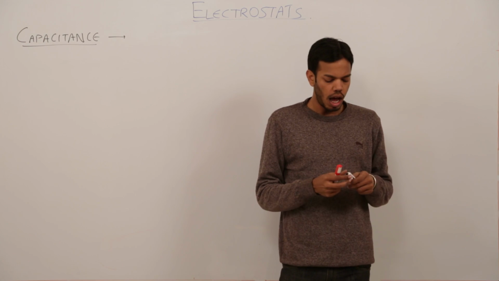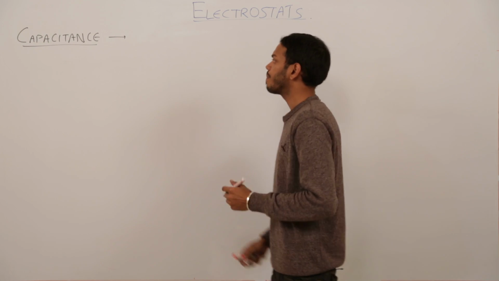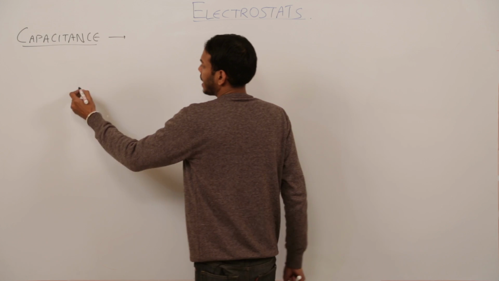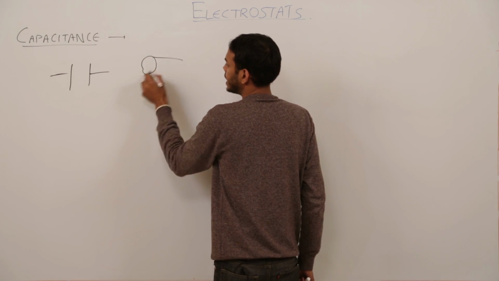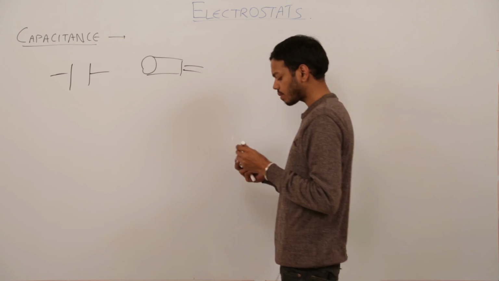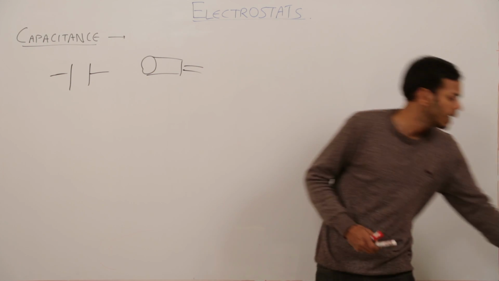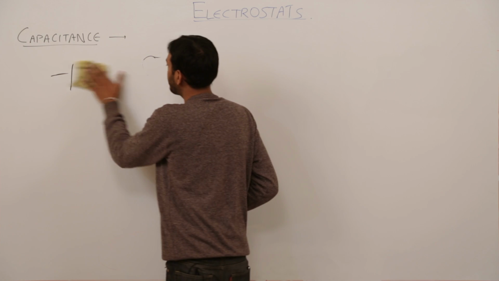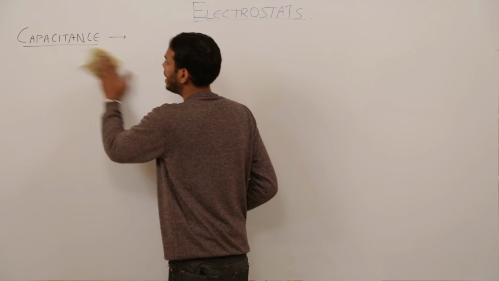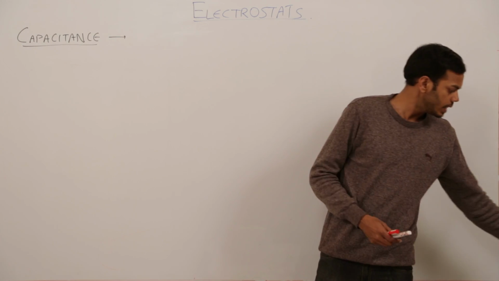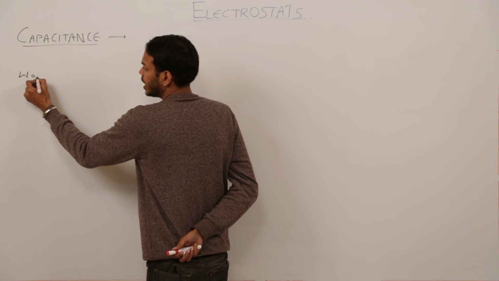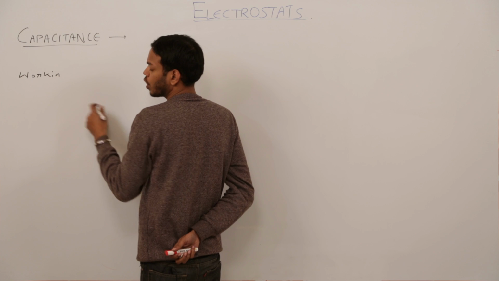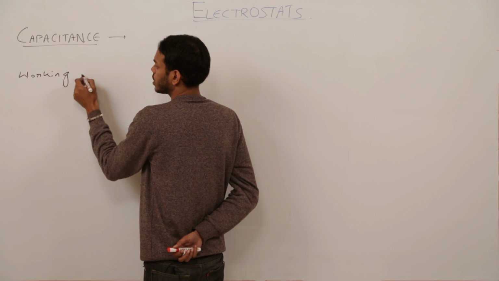Moving on, how do we make capacitors? Most commonly used capacitors are parallel plate capacitors and cylindrical capacitors. How do we make them? There is a very simple working principle behind the making of capacitance. Write down the working principle. It actually comes as a short note for 3 marks.